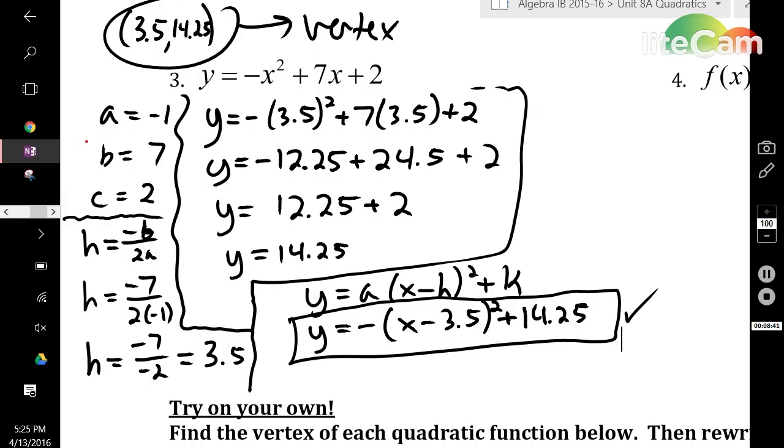Alright, that's the end of the video. Remember, if you're finding vertex form of a quadratic from standard form, you first need to find the vertex, that's h and k. That's negative b over 2a for h. Plug it back in to find k, and then rewrite it in vertex form with the vertex and the a value.